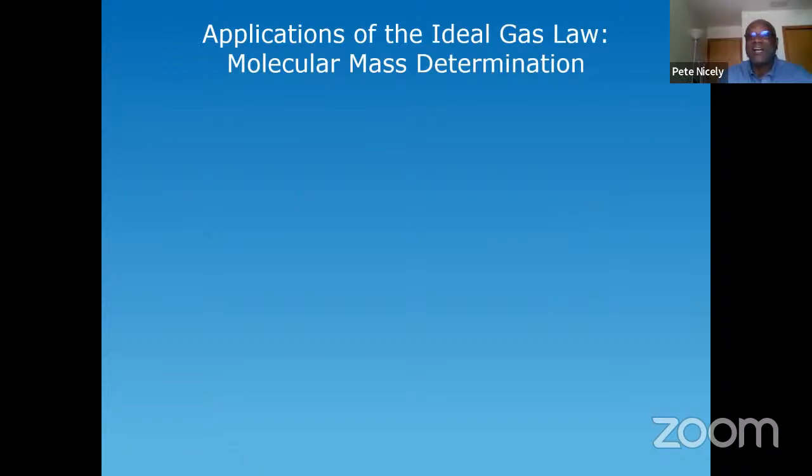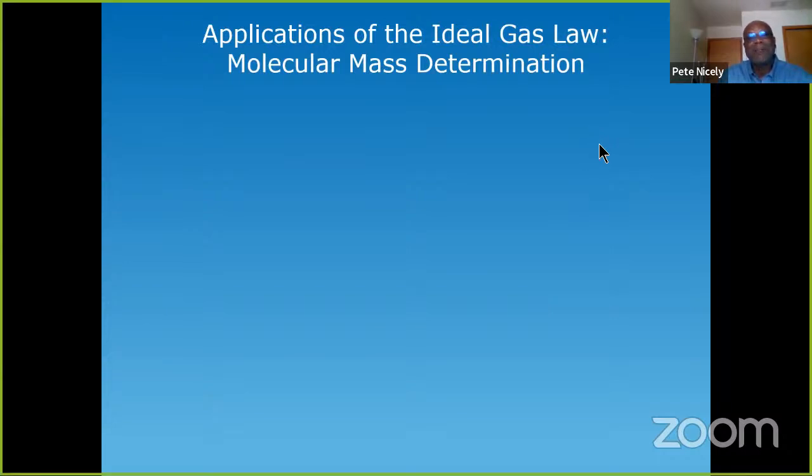All right. Okay, so some applications of the ideal gas equation. We can use this not only to calculate certain variables like volume and temperature and so on, but we can also use it to determine the molecular mass of a gas. And later on, we're going to see that we can also use it to determine the density of a gas. But let's focus on molecular mass, all right?